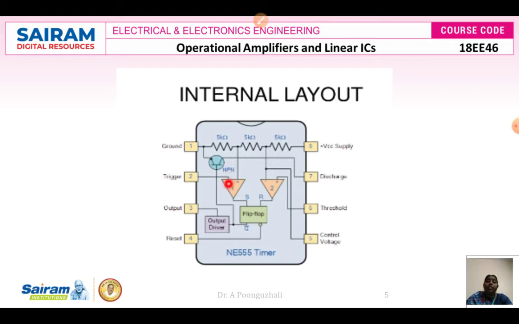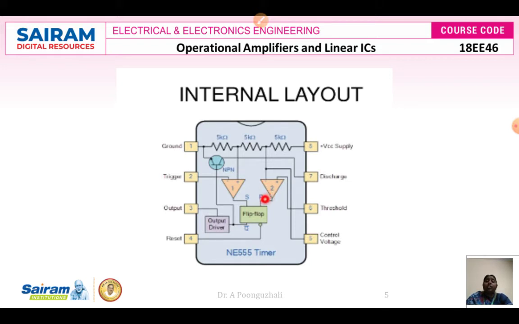In this case, the inverting terminal will be given the trigger voltage, and the other inverting terminal will be given a threshold voltage. If I want to change this cutoff, the threshold level, I can add your control voltage to this threshold voltage. This particular point goes to the inverting terminal of your comparator.